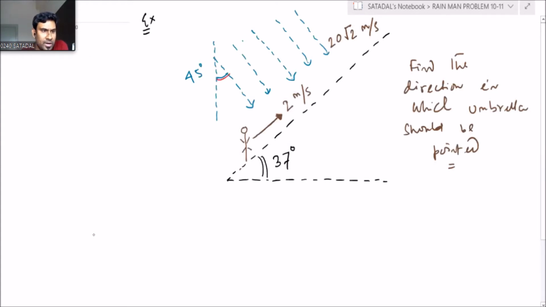So just go by the vector resolution method. First you take the vector v, rain with respect to ground, and then take horizontal and vertical component. Similar to that you take for the person, take horizontal vertical component and then you add. Okay na?